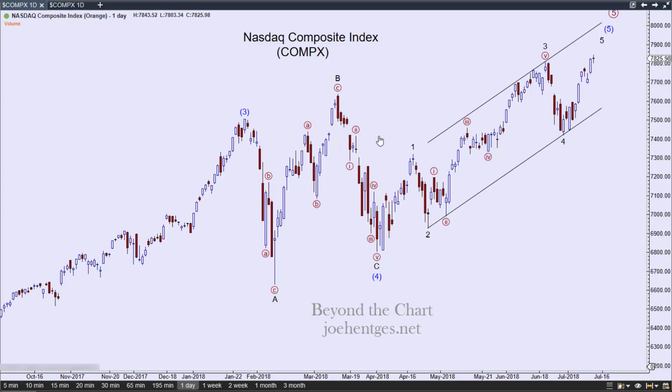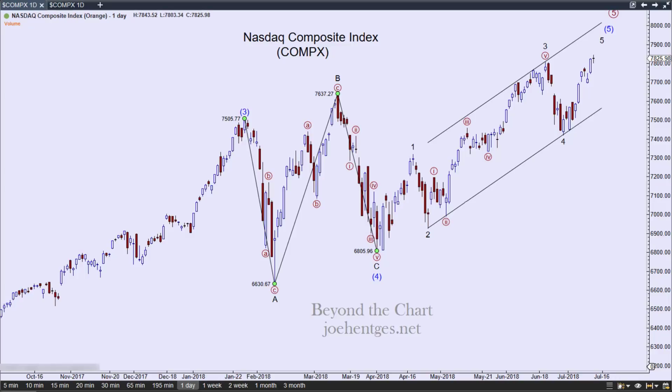Let's take a look at the Nasdaq Composite. What we've got is my preferred Elliott Wave count, and this is a running flat in here. And by running flat, I mean we had the high in January with 3 waves down, 3 waves up, and a 5-wave move back down. And C did not quite go to the end of A. So therefore, this is a running flat.